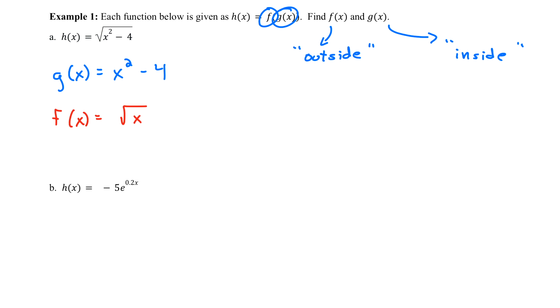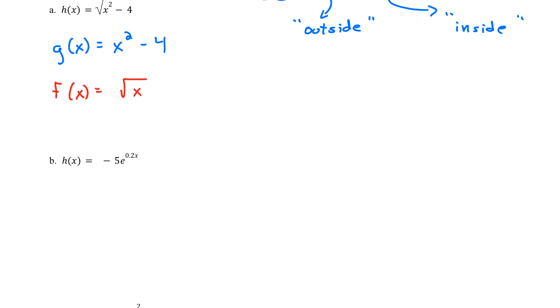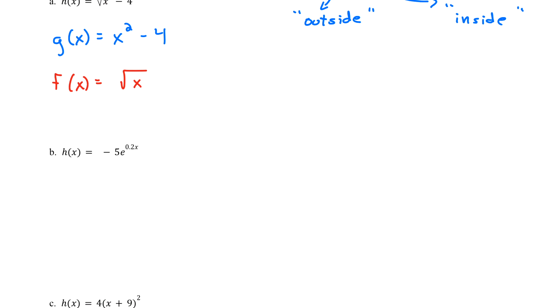So let's move on to our next problem here. Next, I've got h of x equals negative 5 times e to the 0.2x. Here, this one is a little bit tricky. We're still kind of learning exponentials. Maybe we haven't used them in a while.